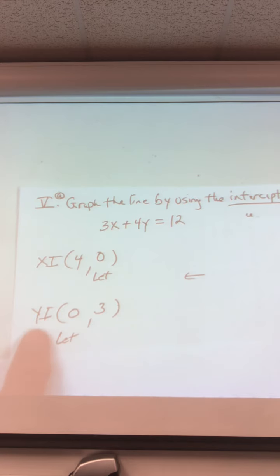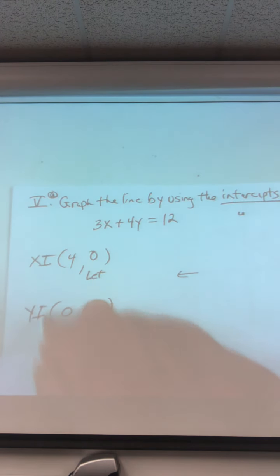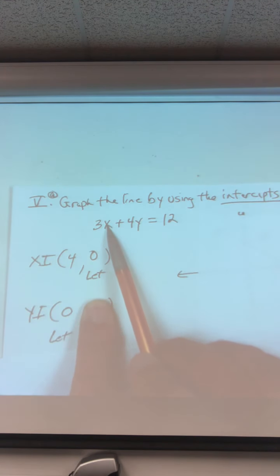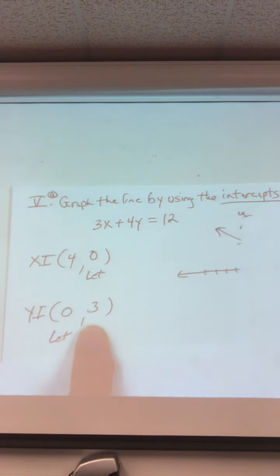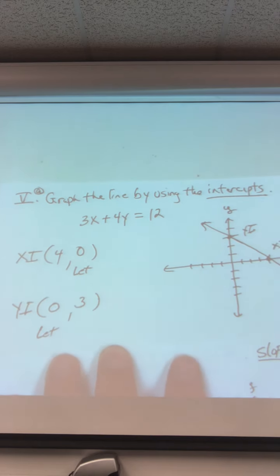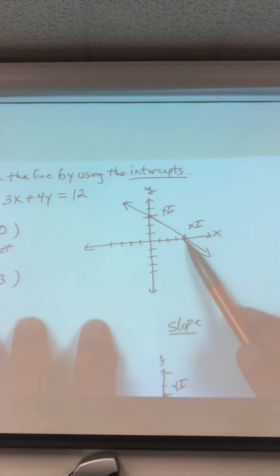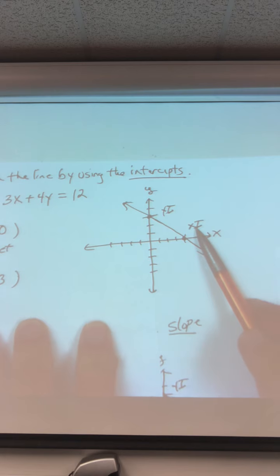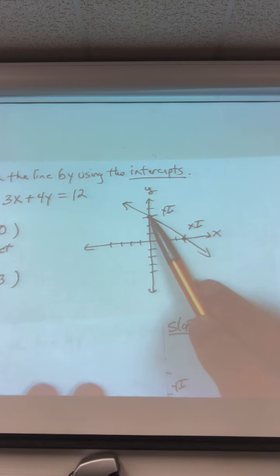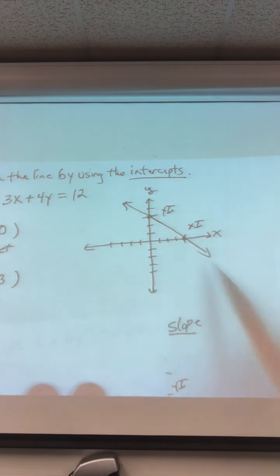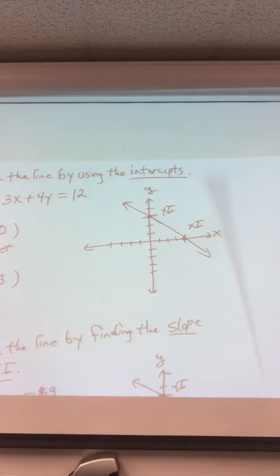Now, how do we find the y-intercept? To find the y-intercept, you let x be 0. So if I let x be 0 right here, 3 times 0 is 0. So I'm left with 4y equals 12. Divide by 4 to get y to be 3. Now, if you plot the point 4 comma 0, it's right here on the x-axis. If you plot 0 comma 3, it's right here on the y-axis. That's why they're called the x and y-intercept. And then draw your line through those two points.